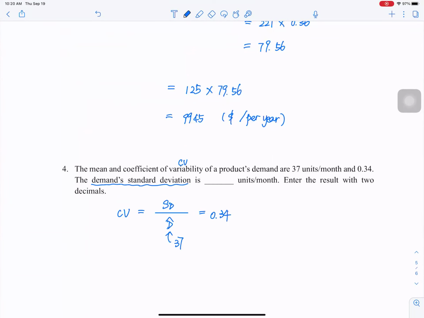So the demand standard deviation, SD here, equals 0.34 times 37, which equals 12.58. So the answer here is 12.58. And then this is the answer for question 4.